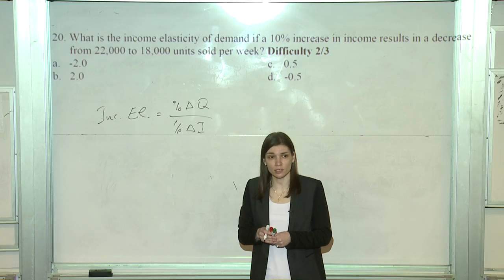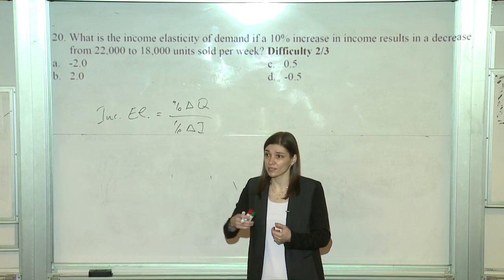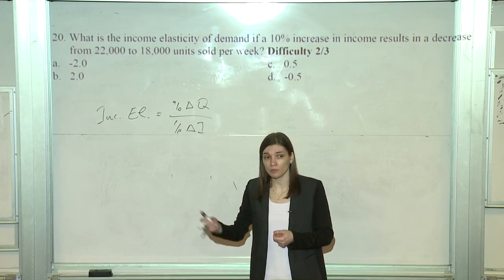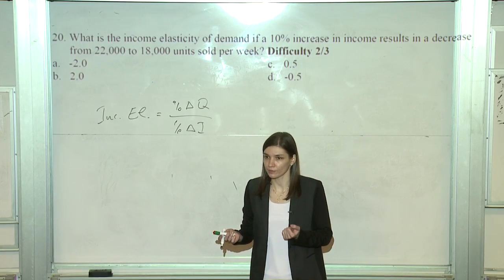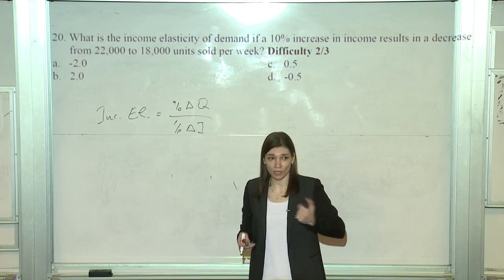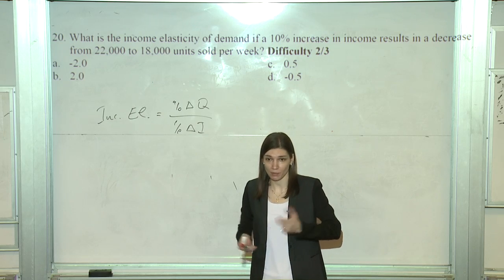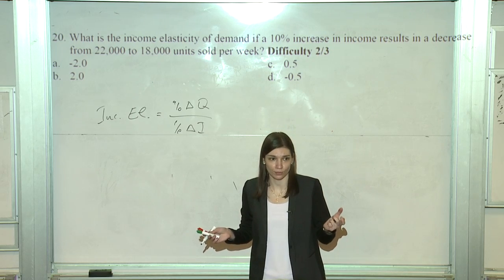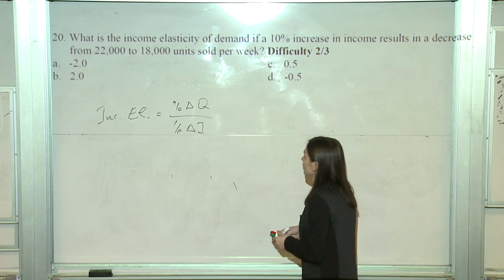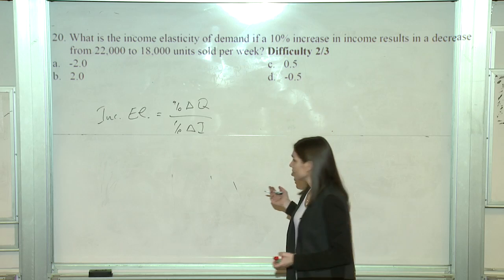If the income elasticity is positive, that means that as income goes up, the quantity demanded goes up, which is a normal good. And if it's negative, that means as we get more money, we buy less of that good, right? And that's an inferior good, by definition. Okay? In this case, we're asked to calculate it.